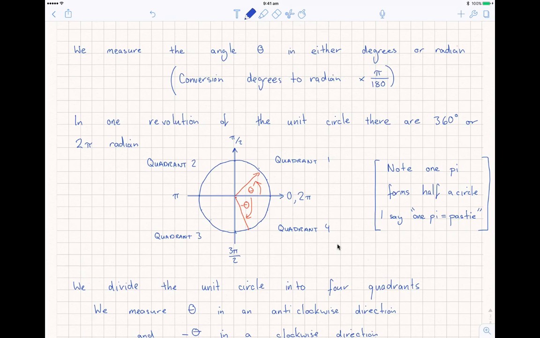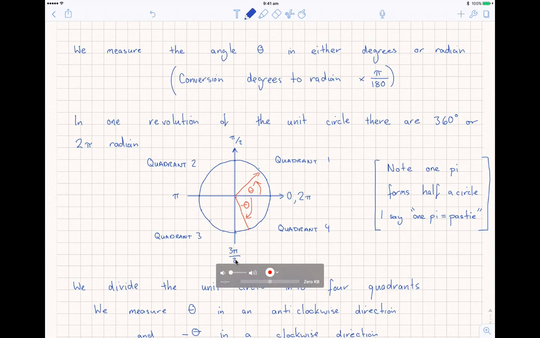So we measure the angle theta in either degrees or radians. I think you may have seen those before. To convert from degrees to radians, we multiply by pi on 180. In one revolution of the unit circle there are 360 degrees, or we say that there are 2 pi radians. You can read about that more in your textbook, but keep in mind there are 2 pi radians the whole way around the unit circle, which means in half a unit circle there are pi, in a quarter of a unit circle there are half pi, and in 3/4 of the unit circle there are 3/2 of pi.